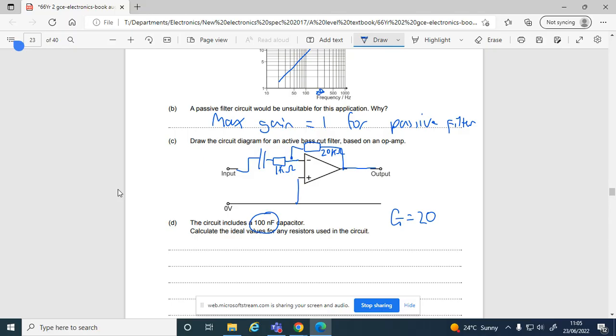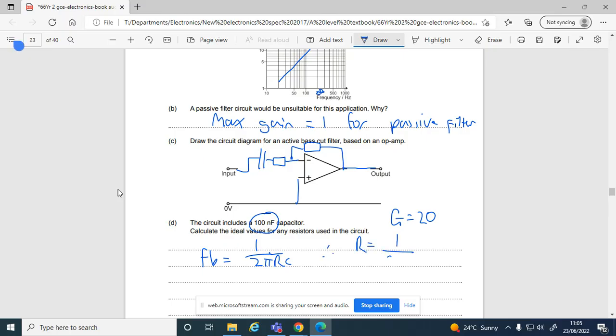So how do I, oh, sorry, my fault. I've been given the capacitor value. So I'm going to work out the input resistor. Sorry about that. So the break point is 1 over 2 pi RC. So we have to rearrange the equation to make R the subject.